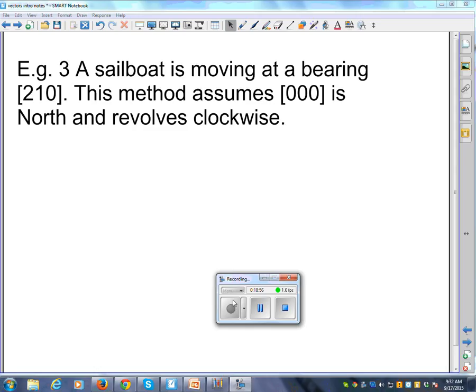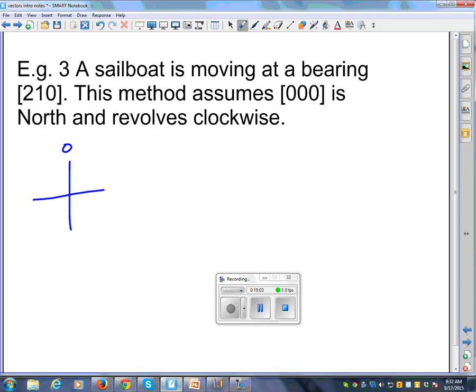Draw this picture. I'll get you in a second, Joel. Put 0 there, and we're going clockwise. So east would be 90. South would be 180. West would be 270, and then north again is either 360 or 0. That's what pilots actually use.